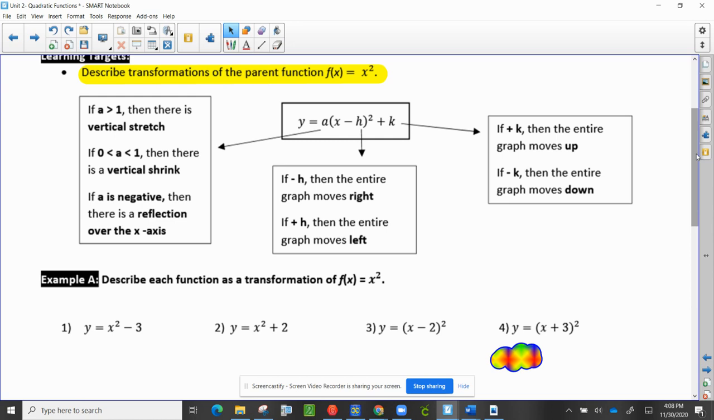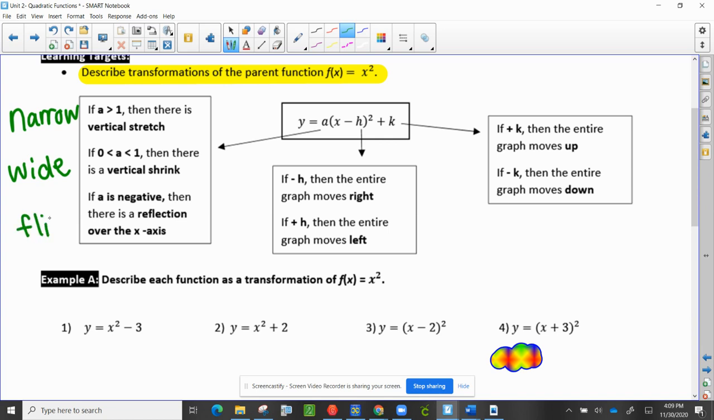But if we have a coefficient in front, that's your shrink or your stretch. So remember, if the A number was bigger, that stretch, we made the graph more narrow, we used to say. Okay, and the smaller the A value, if it was a fraction or a decimal, that made the graph more wide. Okay, and then remember, anytime you have a negative in front, that's going to flip your graph over the x-axis. So that's our reflection. So that's what we get from the A value.